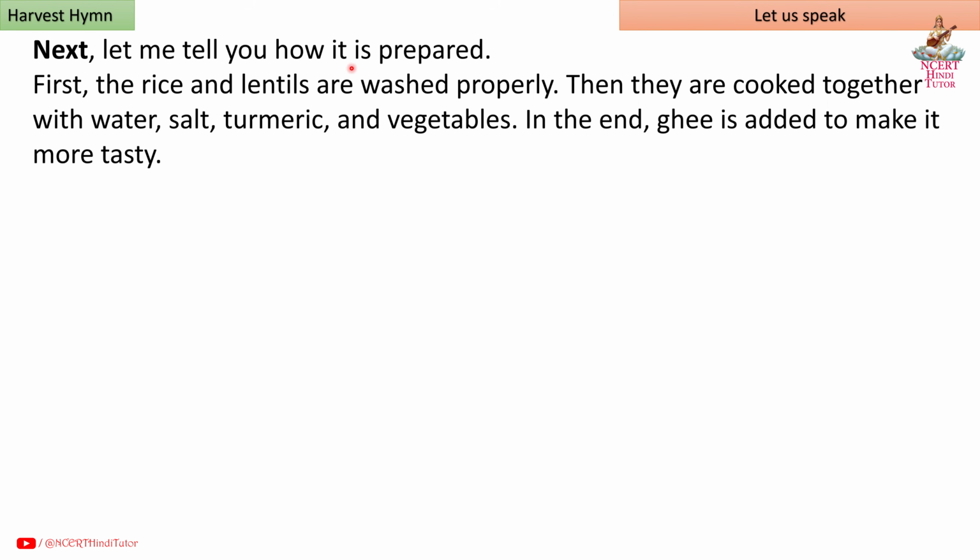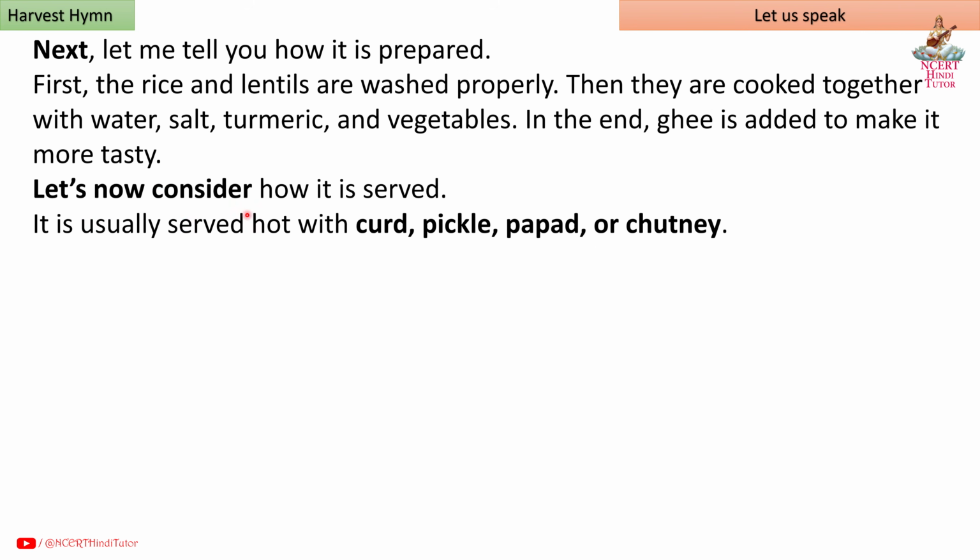Next, let me tell you how it is prepared. First, the rice and lentils are washed properly. Then they are cooked together with water, salt, turmeric and vegetables. In the end, ghee is added to make it more tasty. Let's now consider how it is served. It is usually served hot with curd, pickle, papad or chutney.